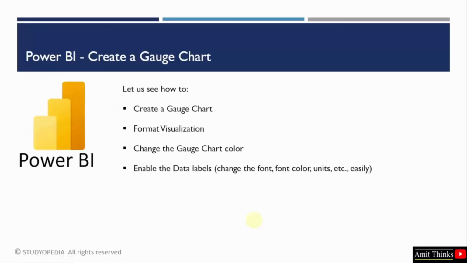So in this lesson we will see first how to create a gauge chart, then we will format it. We will also change the gauge chart color, and the data labels will also be enabled to change the font color, units and others easily. Let us now create a gauge chart.